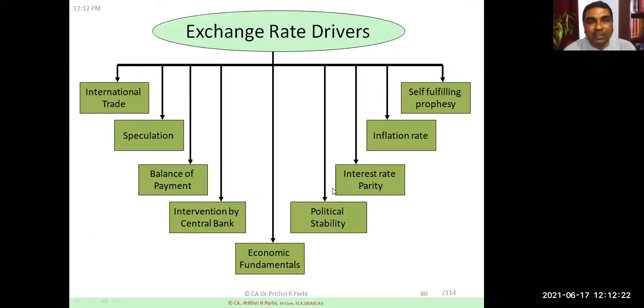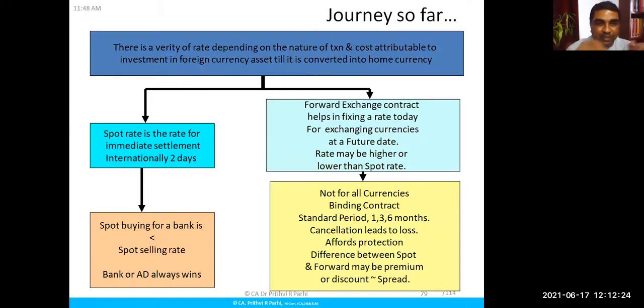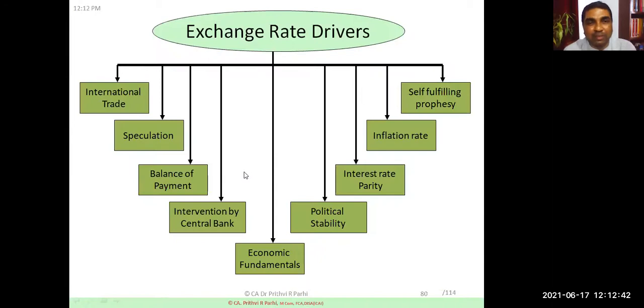So the next concept we are going to learn is a little theoretical. We'll be talking about what drives the exchange rate. There is also one more slide which talks about the difference between spot and forward, which you already know. The standard forward periods are 1 month, 3 months, and 6 months. But the next important concept is exchange rate drivers. That means, what are the elements which drive the exchange rate?